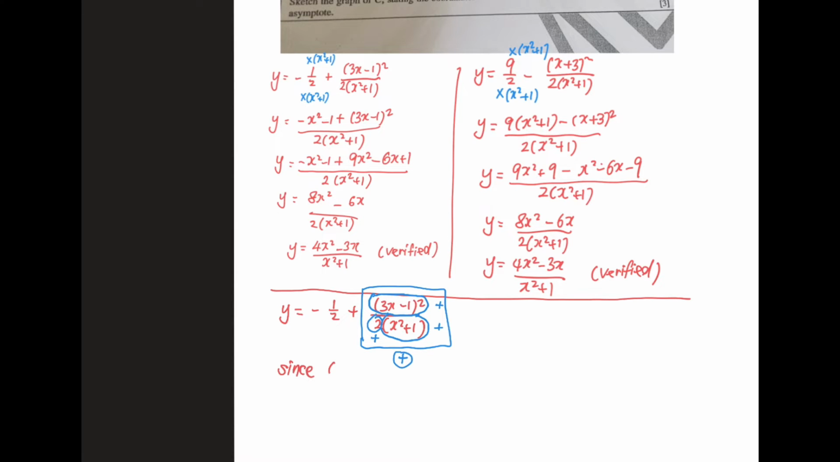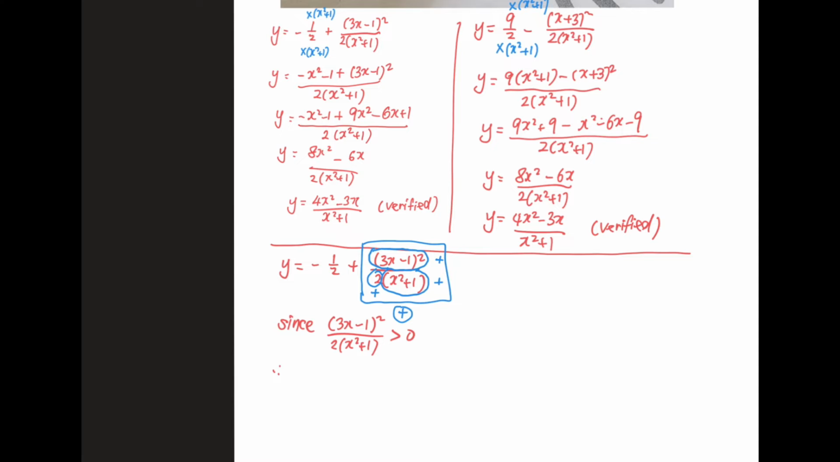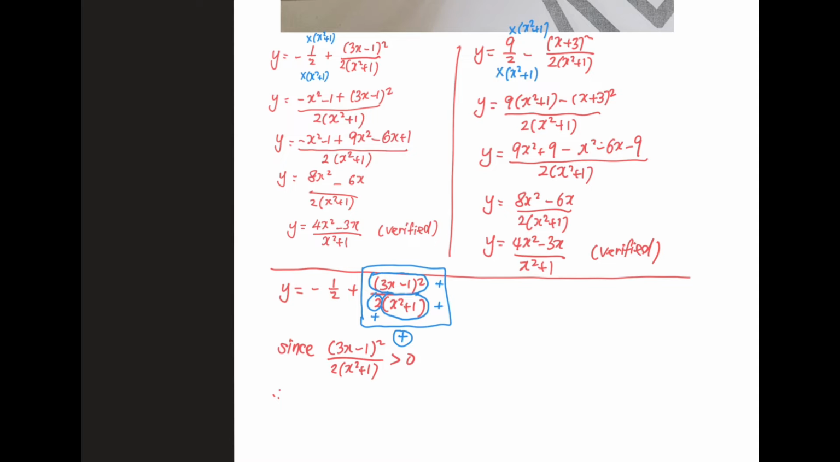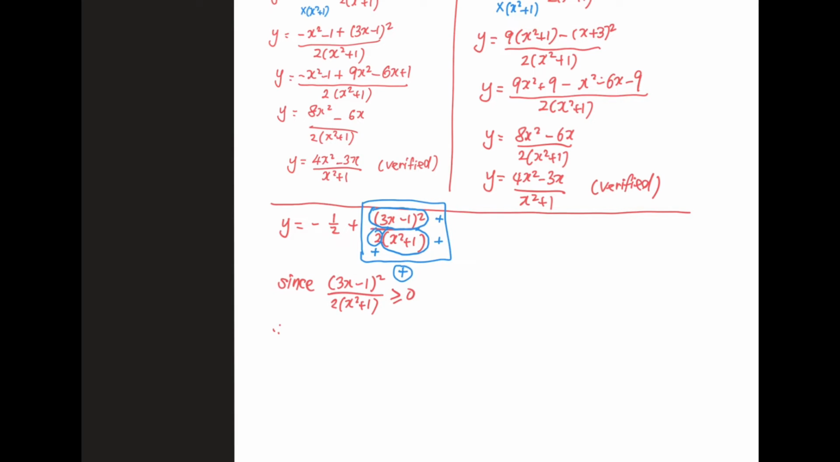Okay, so because of that, we can claim something like this. Since (3x minus 1) squared over 2(x squared plus 1) is always positive, it can equal 0 when x is 1/3. When x is 1/3, this fraction is 0. For other values it is greater than 0. Okay, so you add minus half on both sides.